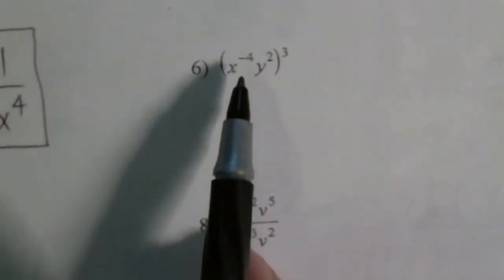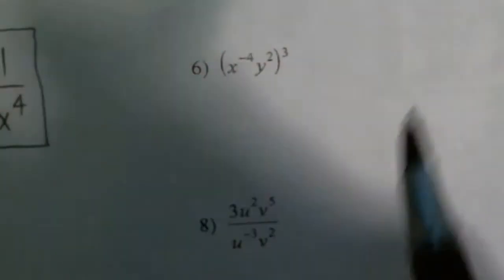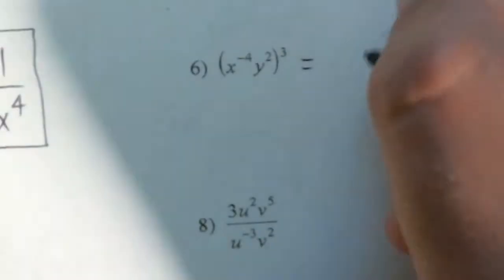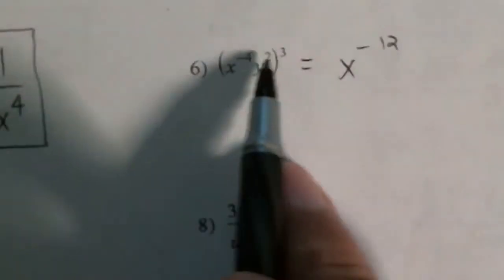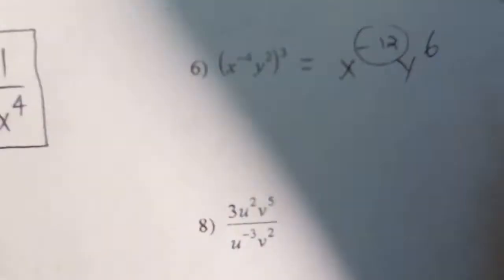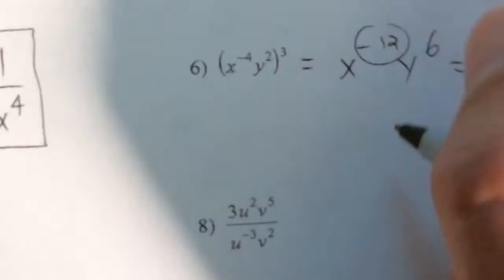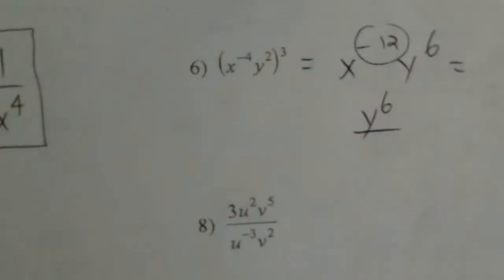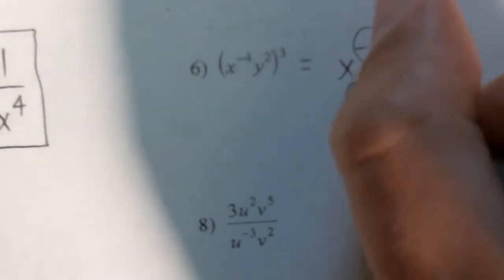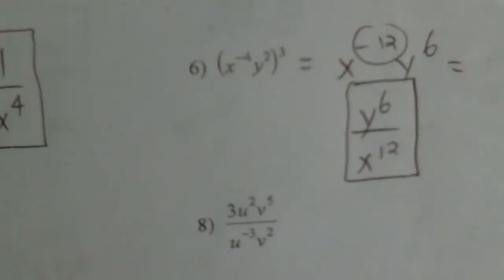Okay, so here we got the power rule again. I'm just going to multiply my exponents. Negative 4 for the x times 3 is x to the negative 12. 2 times 3 is y to the 6th. Can't leave that in my final answer. Got to flip that guy, put him on the bottom. So that's going to be y to the 6 on top, and x to the positive 12 on the bottom. You guys check that one, please.